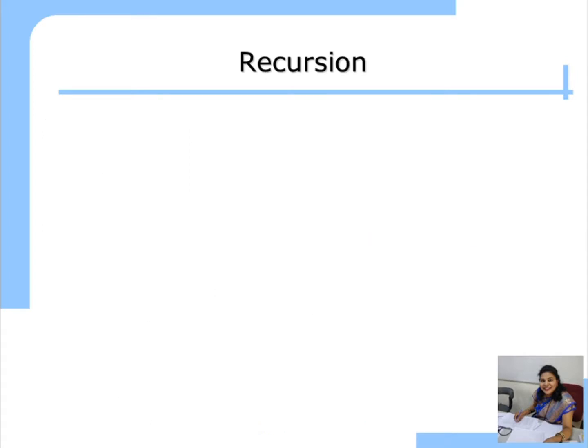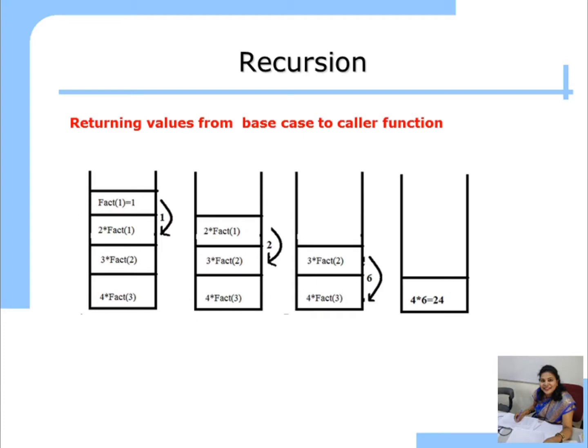So see how it performs. Returning the value from the base case to the caller function. Now see, this is our stack after calling the factorial function the last time. So what is fact of 1? Fact of 1 is 1. So we pass this value, pop this statement, and pass this value to the next element on the stack. So fact of 1 is 1. We place this value here. So 2 into fact of 1 is what? 1. So 2 into 1, 2.